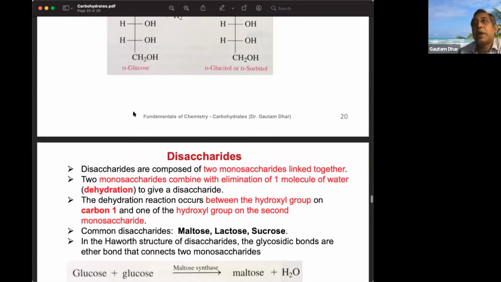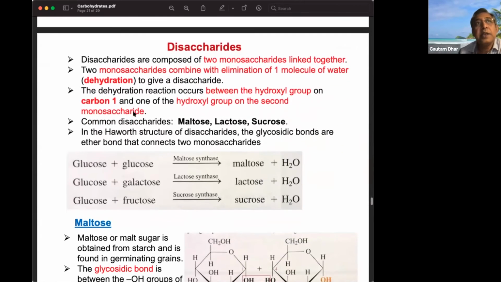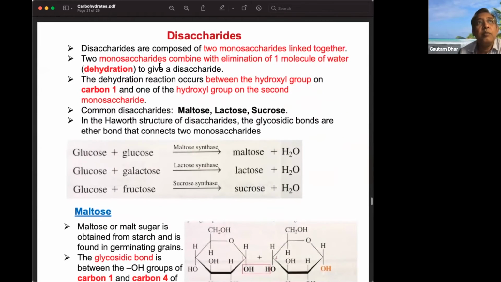So now we'll come to the disaccharides. They're formed from two monosaccharides linked together by a glycosidic linkage. So if you dehydrate, yeah. In our body, it is done by specialized enzymes. So glucose and glucose, when they join, we get maltose. Glucose and galactose, when they join, we get lactose. And glucose and fructose give sucrose. These are three molecules we'll be studying.